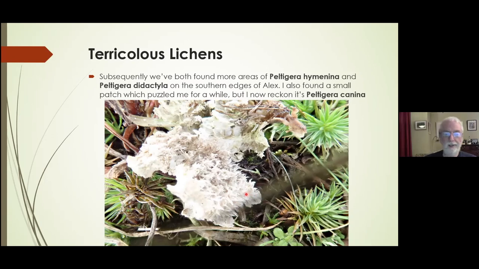And now we can connect up the common name, I think, as to why Peltigera are called dogtooth lichens. Because if you've got a good imagination, I guess you could imagine that some of these rhizomes look like dog's teeth. Well, that's my theory, and I'm sticking to it. So this was Peltigera canina. So we've now got 4 different Peltigeras in our small area. And this must be by far the most interesting area for terricolous lichens in London.